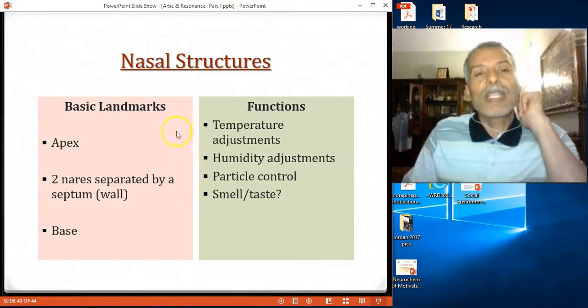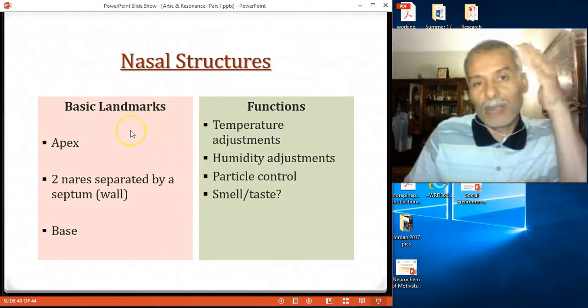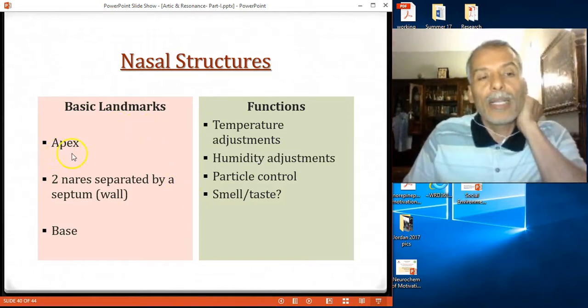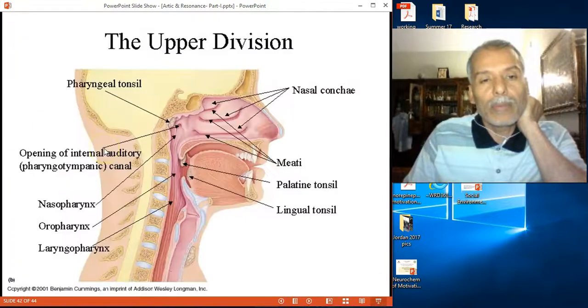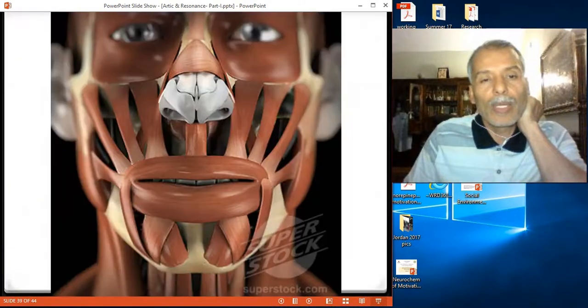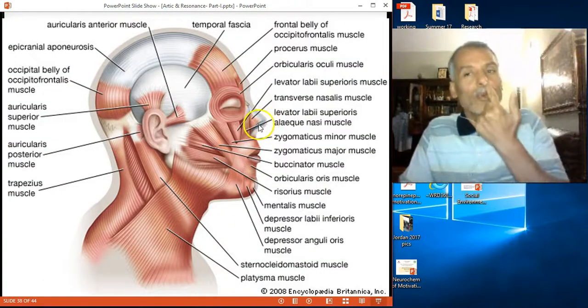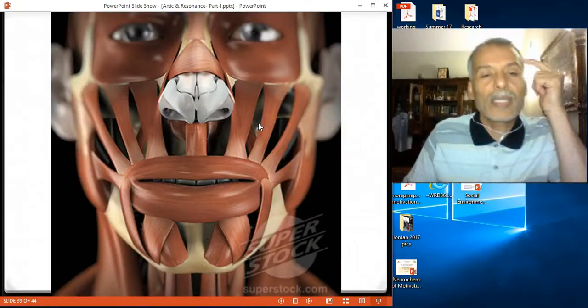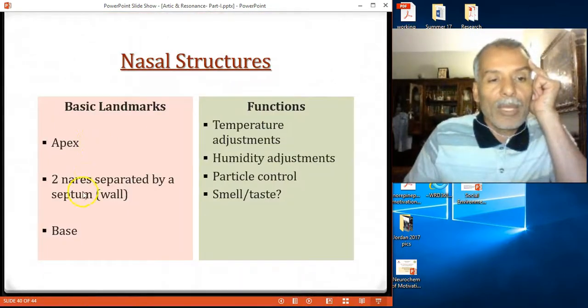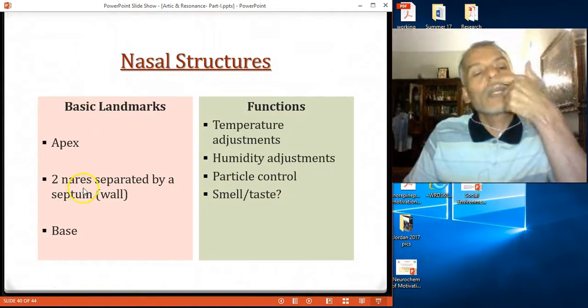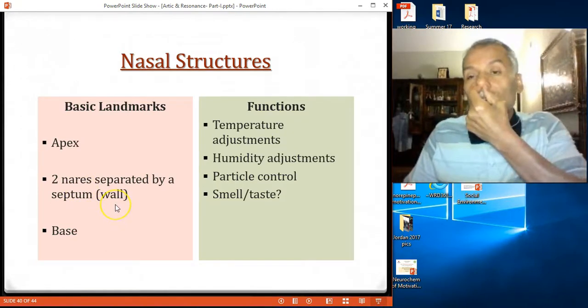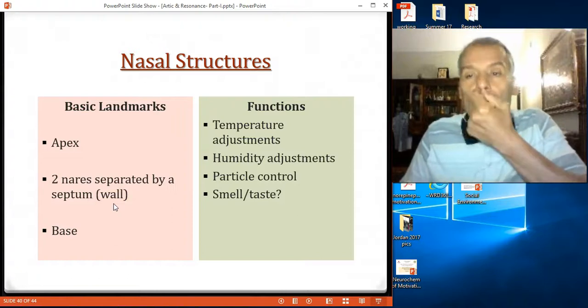Nasal structures. The basic nasal structures we like to highlight are the apex of the nose, the highest point of the nose, called the apex, and then the two nares, openings separated by the wall. That cartilage wall that you hold is called the septum.